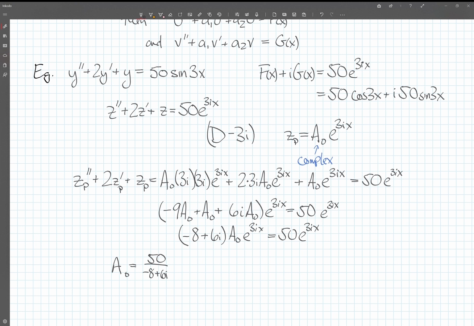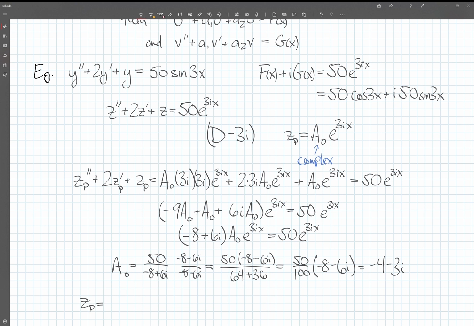Now we want to express that in the standard form. So we multiply by the complex conjugate over the complex conjugate. That always results in the bottom in a squared plus b squared. So we end up with minus 4 minus 3i. So let's go ahead and rewrite zp. So zp will be minus 4 minus 3i times e to the 3ix.